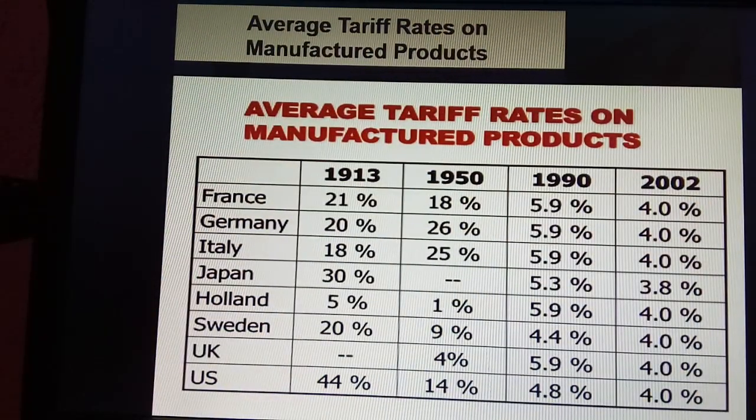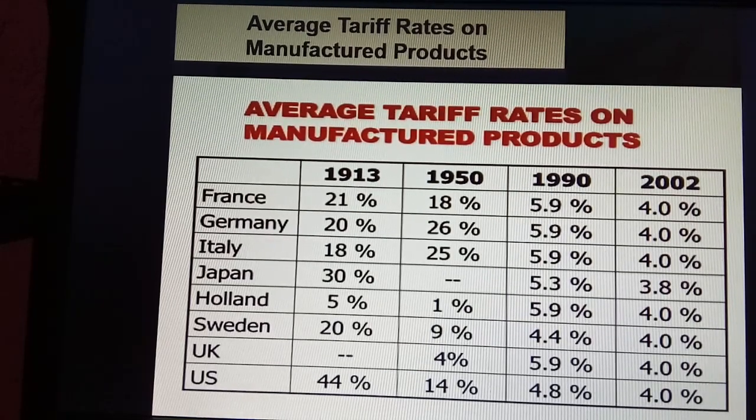So for example, this shows average tariffs, taxes, no? Rates on manufactured products. So average tariff rates on manufactured products. So just to show the change in 1913, 1950, 1990, 2002, and then onwards. But just to establish that indeed there was a change after World War II. So 1913. Okay, so this was before World War I, 1913, no? Because World War I was 1914 to 1918.